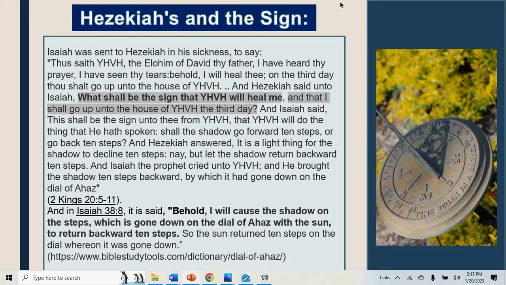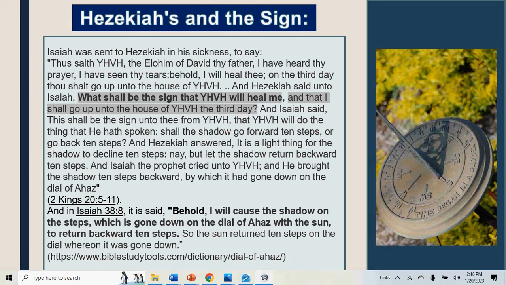Isaiah was sent to Hezekiah in his sickness to say, "Thus saith Yahweh, the Elohim of David thy father, I have heard thy prayer and have seen thy tears. Behold, I will heal thee on the 3rd day, and thou shalt go up to the house of Yahweh." And Hezekiah said unto Isaiah, "What shall be the sign that Yahweh will hear me, and that I will go up into the house of Yahweh the 3rd day?" And Isaiah said, "This shall be the sign unto thee from Yahweh, that Yahweh will do the thing that he hath spoken.